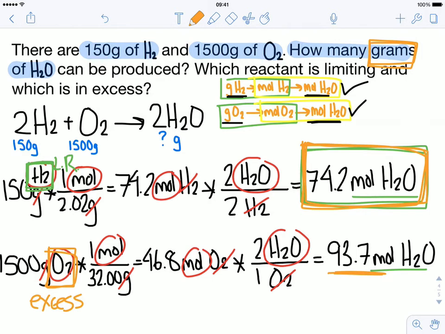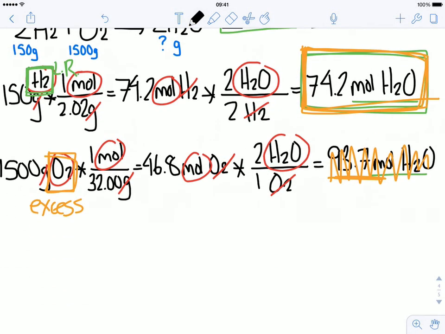So we're not concerned with this many moles of water because we can't make that much. We don't have enough H2 to make that amount of moles of water. So we're not even going to look at it. We're only going to look at the 74.2 because that's the maximum amount that we can make. So I'm going to scroll down a little bit. And so if the maximum amount of water we can make is 74.2 moles of H2O, we need to convert this to grams of H2O.